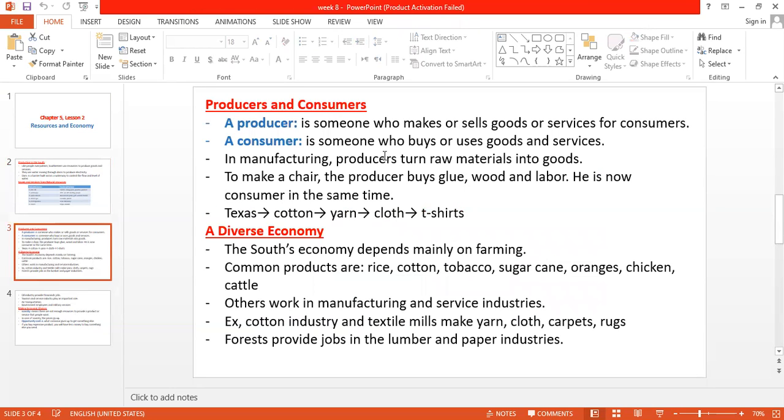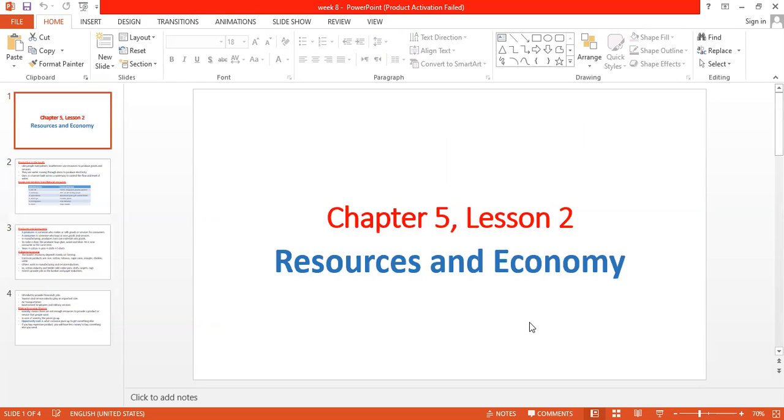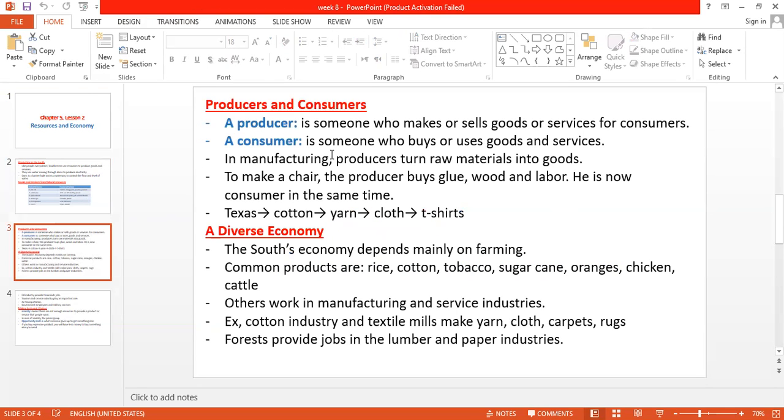Okay, now we're gonna move to something related to economy. You know that our lesson is divided into two parts, resources and economy. Now we know what the natural resources of the South are, but what about the economy? Listen, guys, to understand the meaning of economy: in general it means money, how the government makes money. The economy of the country is based on the resources of the country, how each country makes money by using the resources.